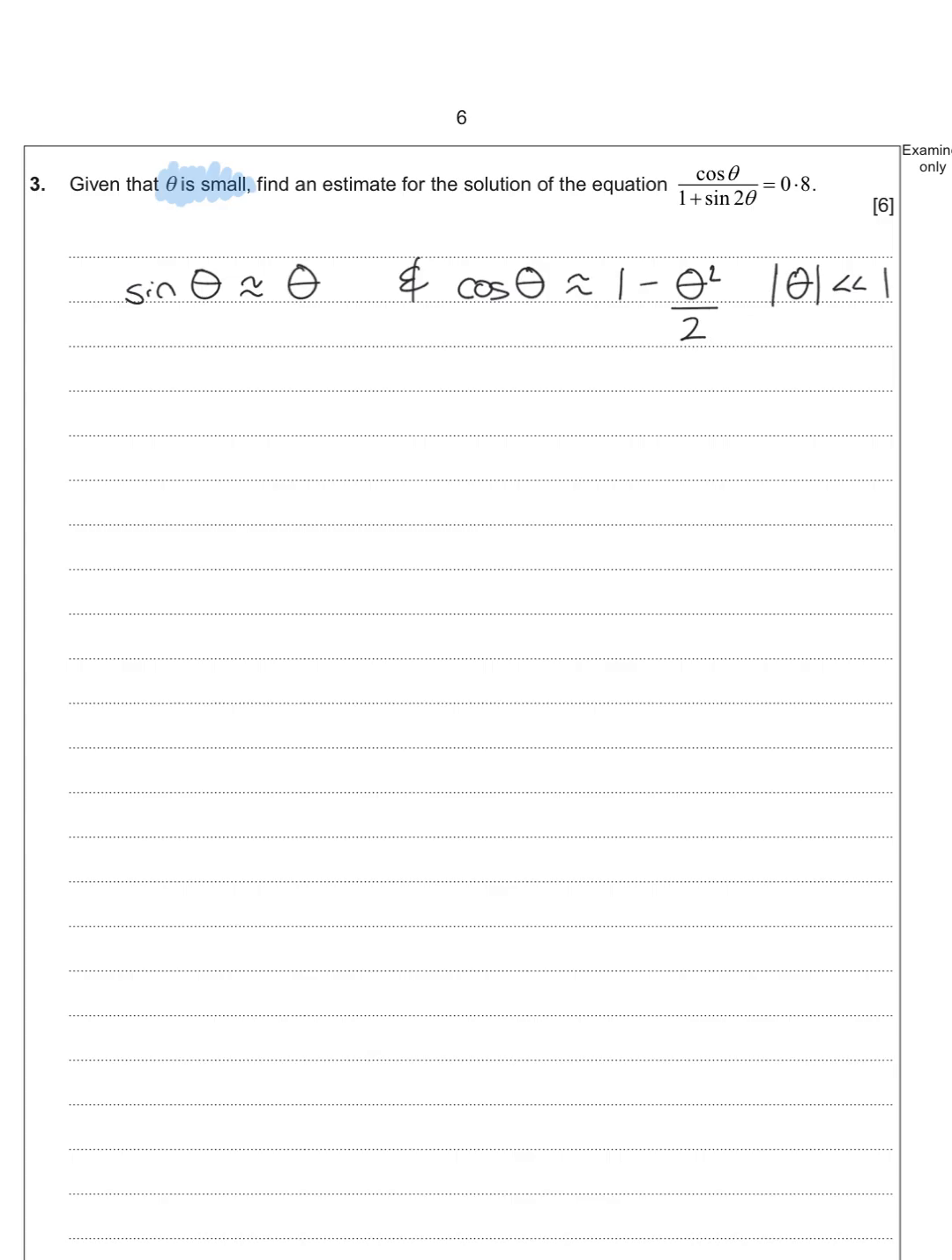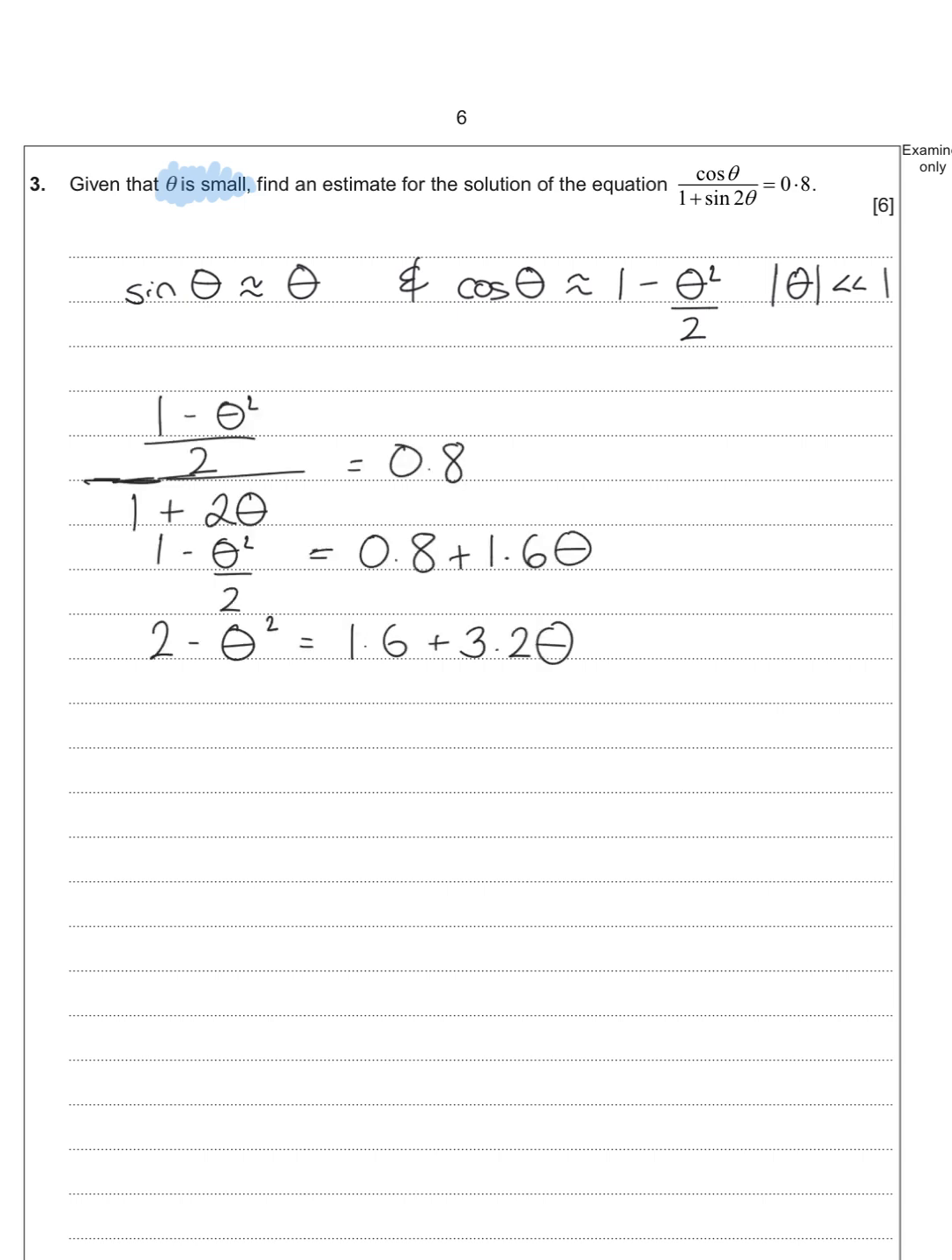And there I've got yet another quadratic. It feels like this is all we're doing so far, this paper. I'm going to multiply through by 2. So 2 minus theta squared equals 1.6 plus 3.2 theta. Make the theta squared positive. So theta squared plus 3.2 theta minus 0.4. Now this one feels like it's factorizable as well.